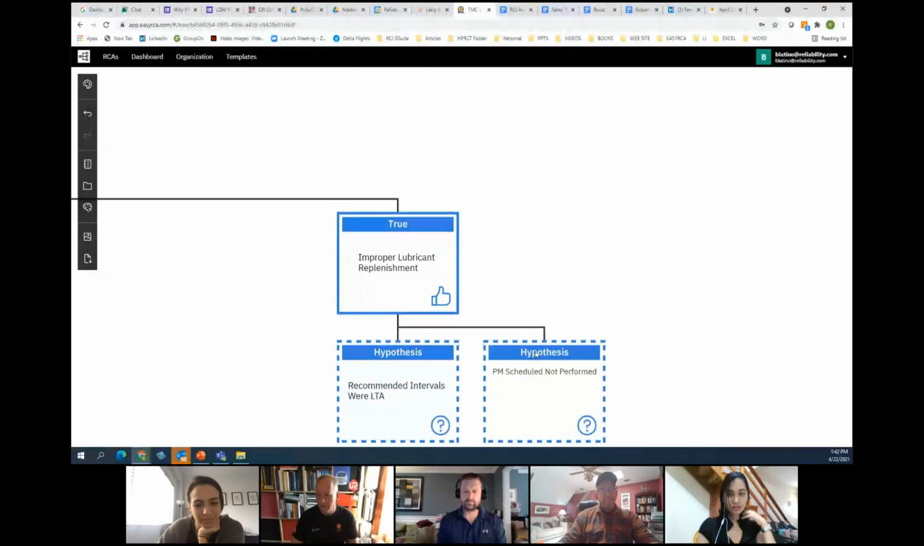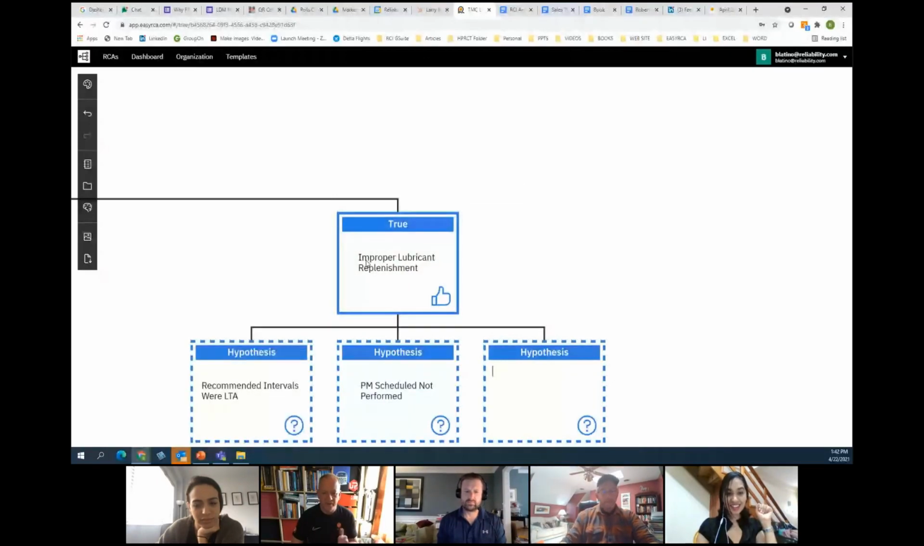Neil has come up with incorrect specification in the OEM manual. Yes, that's a good one, I love that one, and it's a very common one as well. Okay.